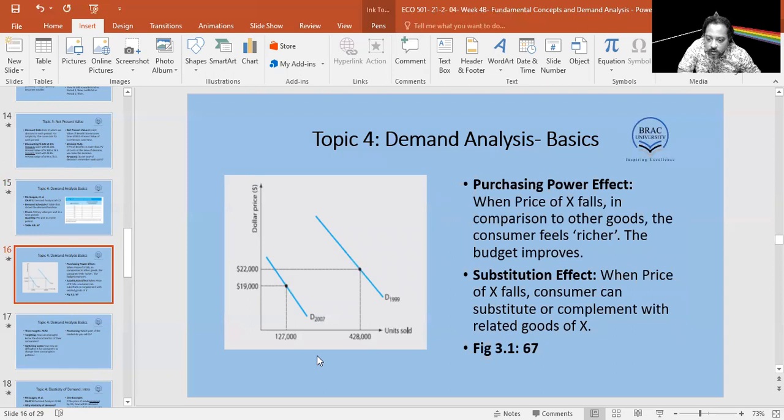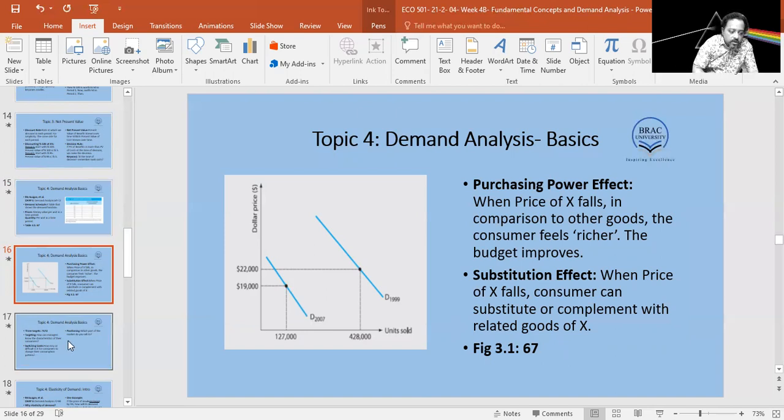This is an interesting graph. And the graph is the purchasing power effect. There are 2 demand curves, shown for 2 years: the demand in 1999 and the demand in 2007. What could have led to this type of leftward shift? We'll discuss this in the discussion class.